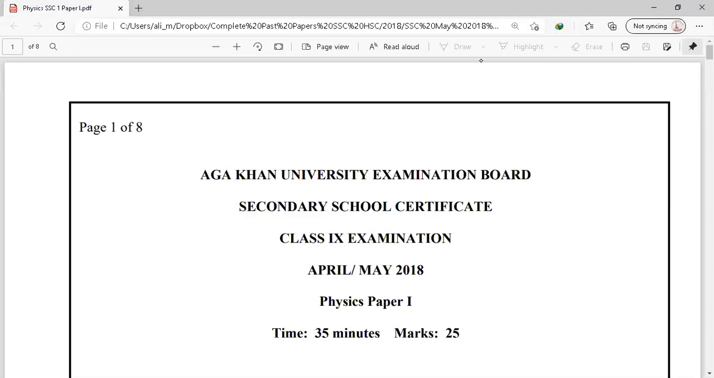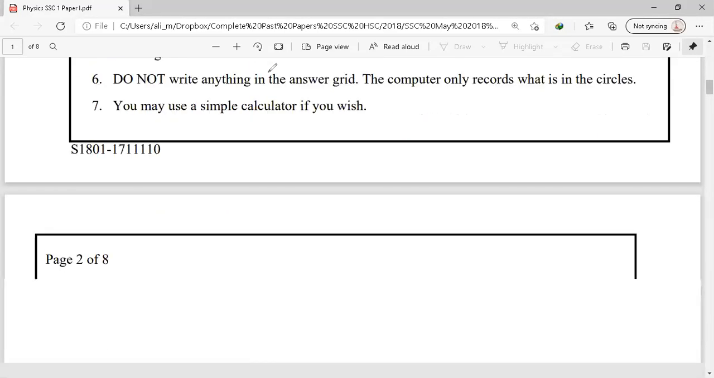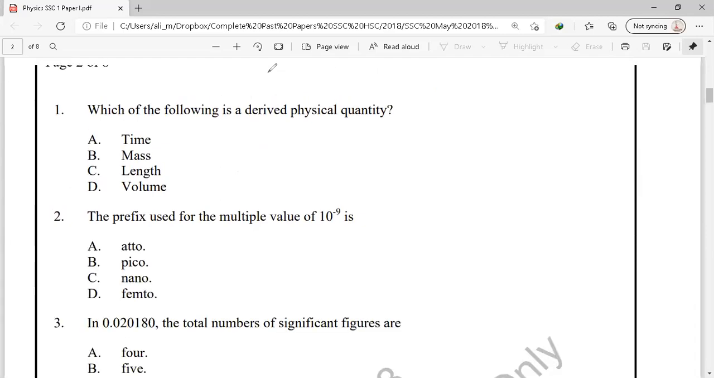आज इस वीडियो लेक्चर में हम क्लास 9 फिज़िक्स का अप्रैल में एग्जामिनेशन 2018 का पेपर 1 सॉल्व करने जा रहे हैं। लेट्स कम टू आवर क्वेश्चन नंबर 1. Here is our question number 1, that is from our chapter number 1, Physical Quantities and Measurement.